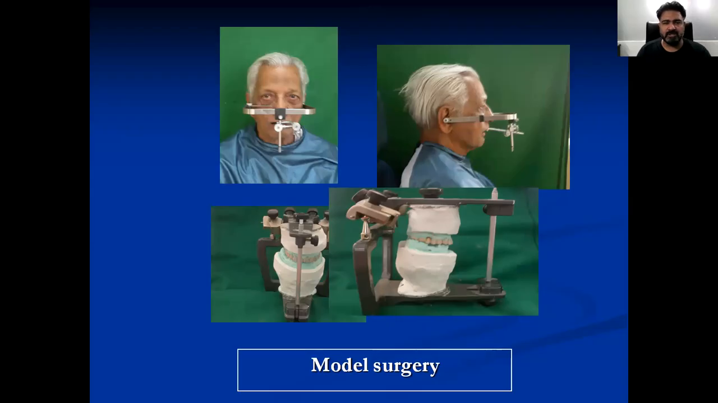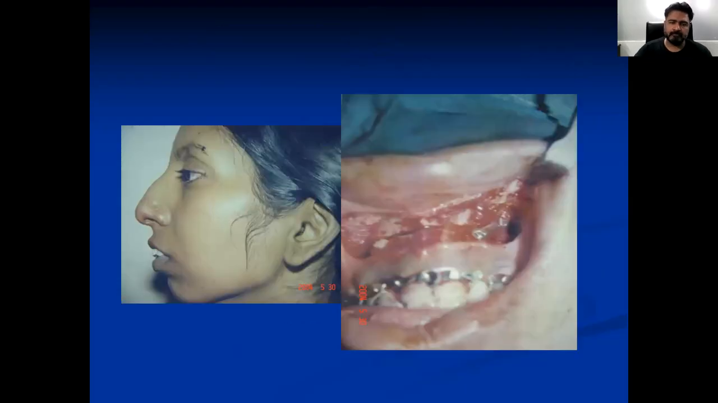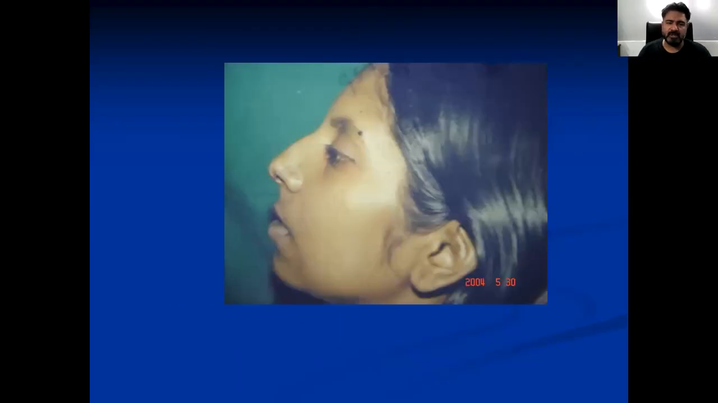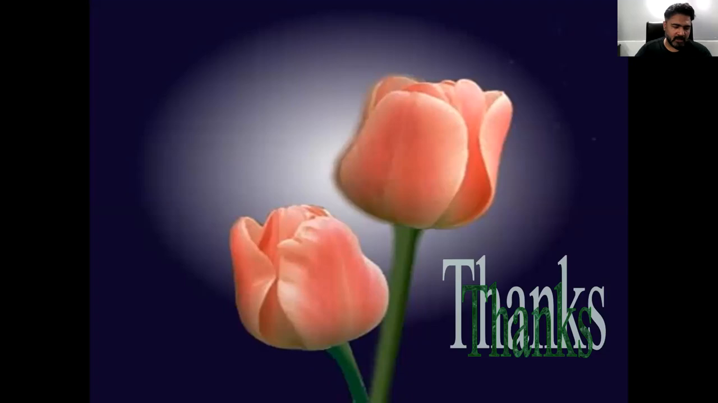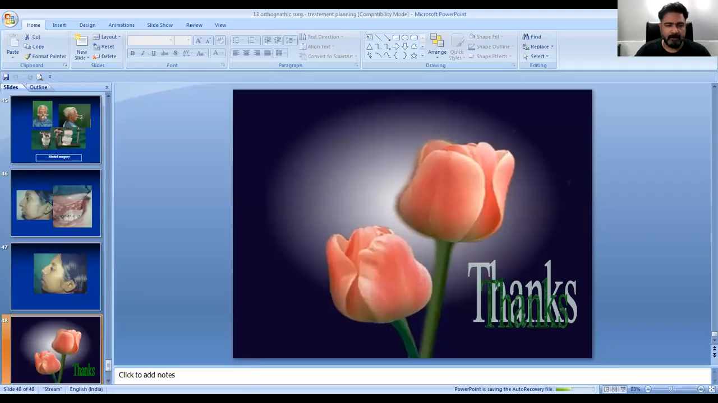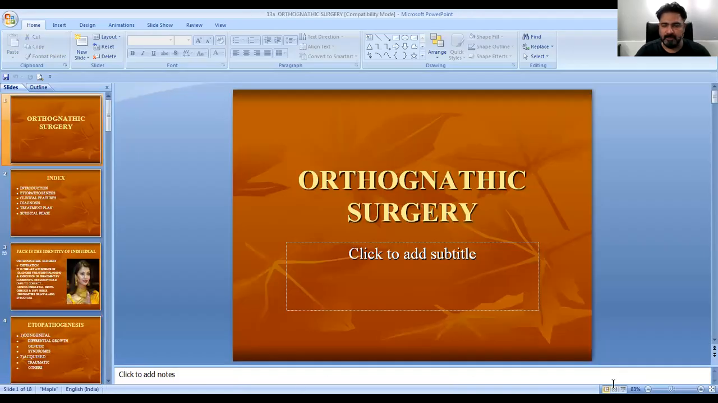Then model surgery is planned. The model is poured with the articulator, and after that, osteotomy is planned. In this case, maxillary osteotomy is planned. And I'll show you the other treatment planning of orthognathic surgery.